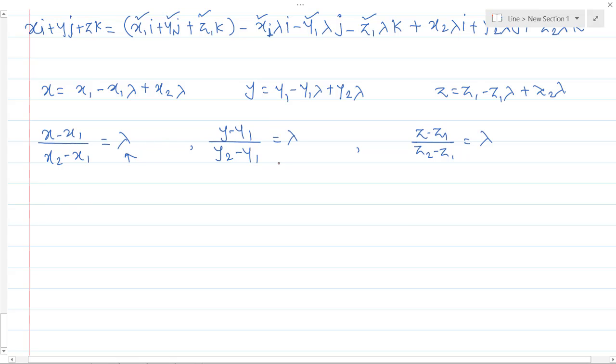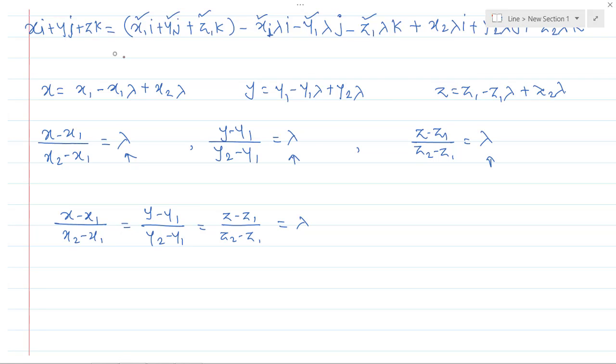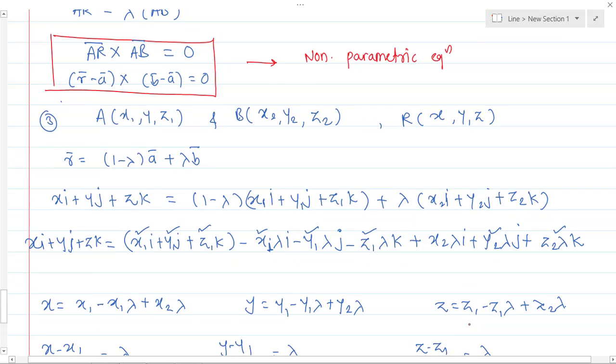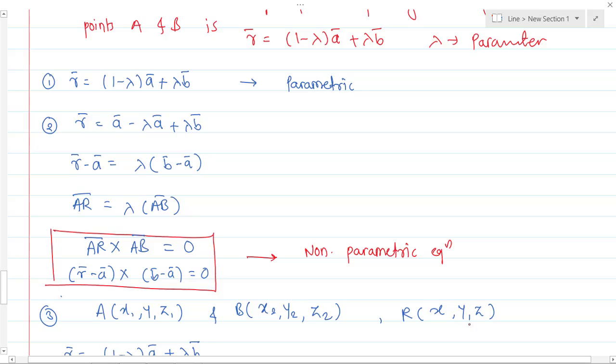So okay, ये भी lambda है, ये भी lambda है, ये भी lambda है, so we can easily equate them. So x minus x1 upon x2 minus x1 equal to y minus y1 upon y2 minus y1 equals to z minus z1 upon z2 minus z1 equals to lambda. What is this, boss? This is nothing but the Cartesian equation of the line, okay. So this becomes the Cartesian equation of line, okay. So again we get the three forms, Cartesian, non-parametric and parametric, okay.